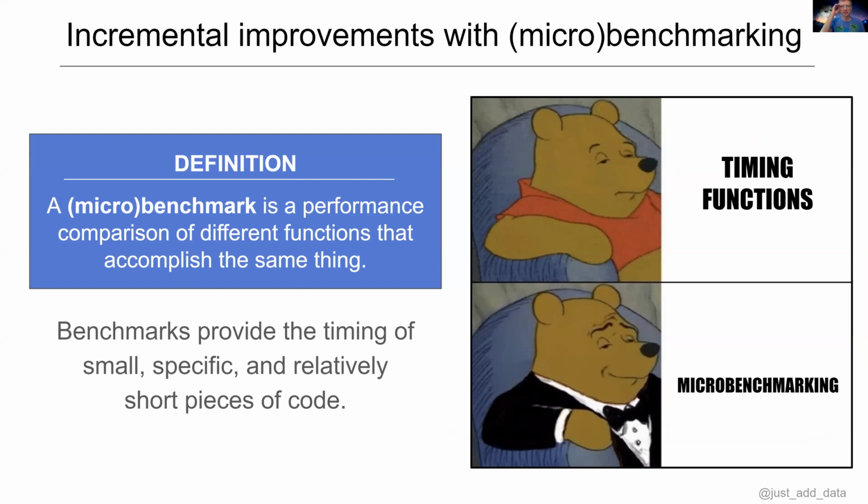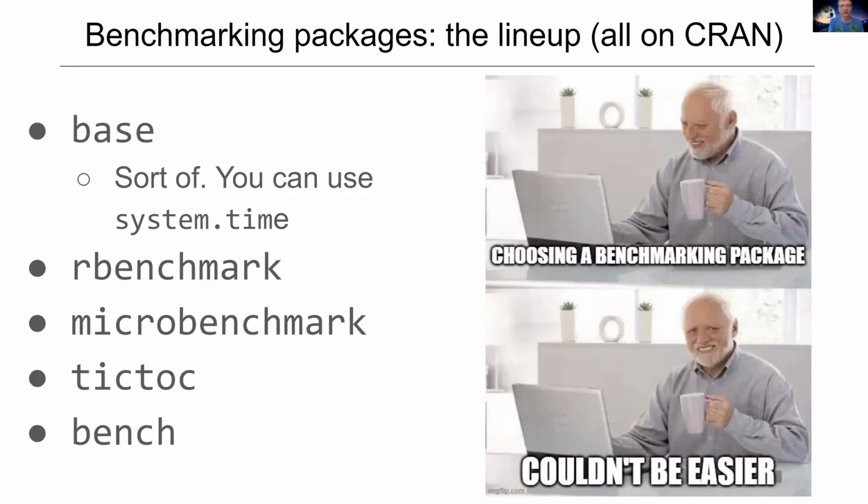It's called benchmarking. It might be called micro benchmarking in some contexts. It's kind of the same thing. But basically, a micro benchmark or a benchmark is a performance comparison of different functions that accomplish the same thing. Benchmarks provide the timing of small, specific, and relatively short pieces of code. If you hear micro benchmark, it sounds fancy. It's just a way to say you're timing your functions.